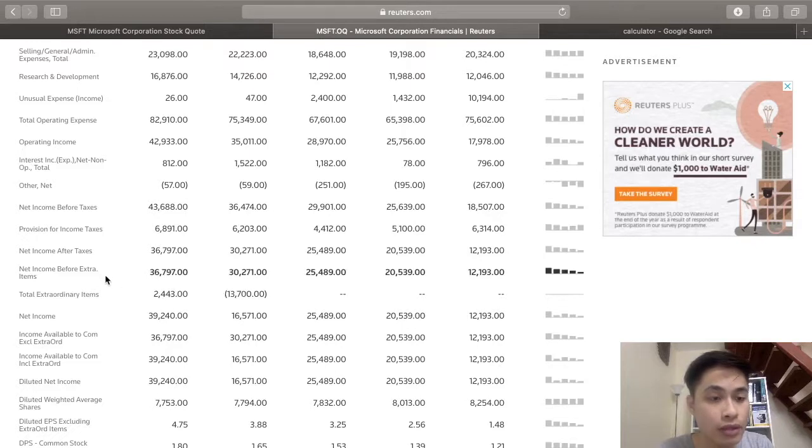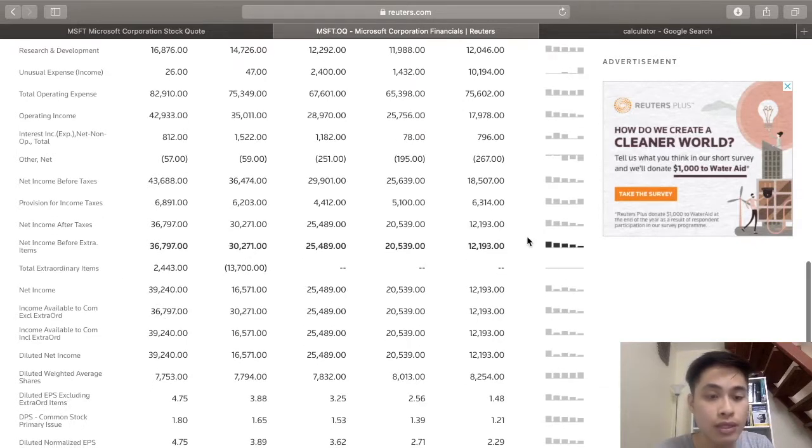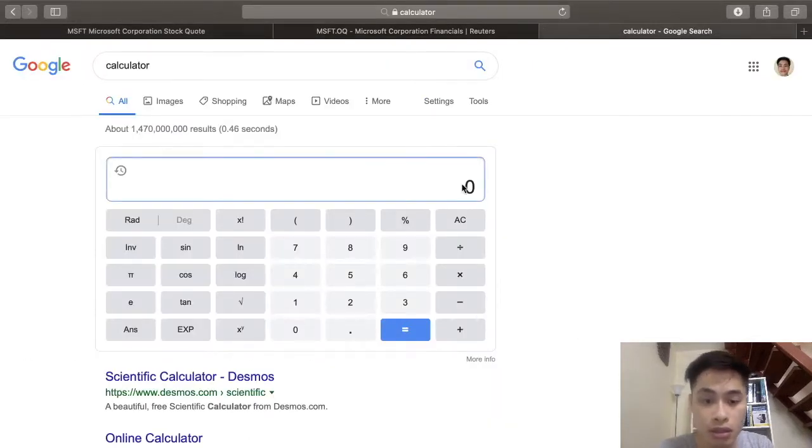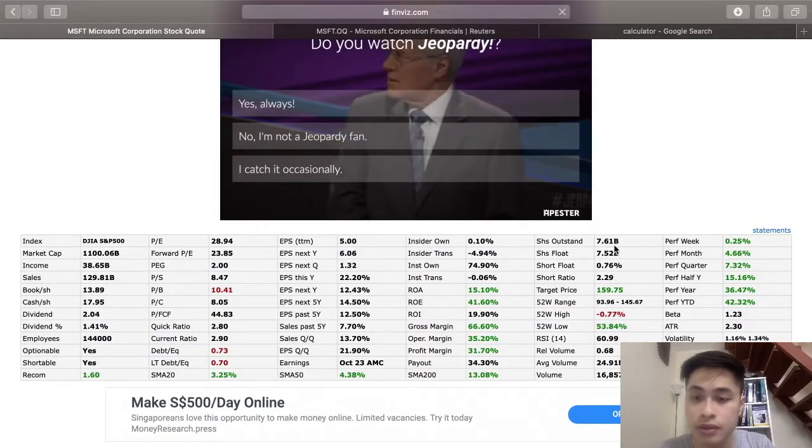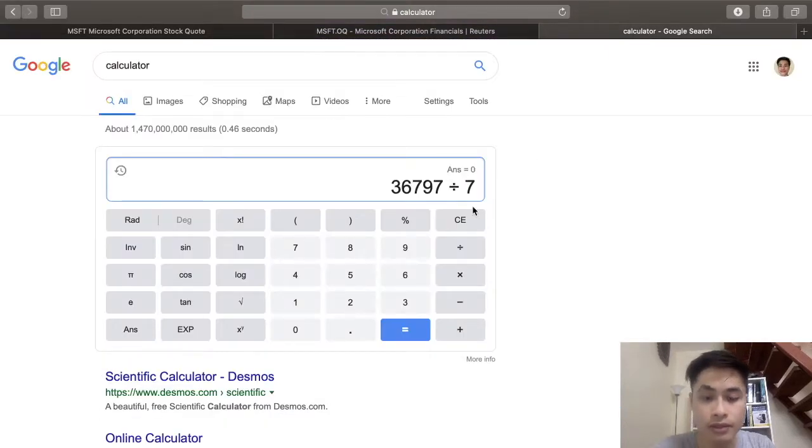So the net income will be 36,797, divided by 7.61. So the EPS of Microsoft is 4.84.